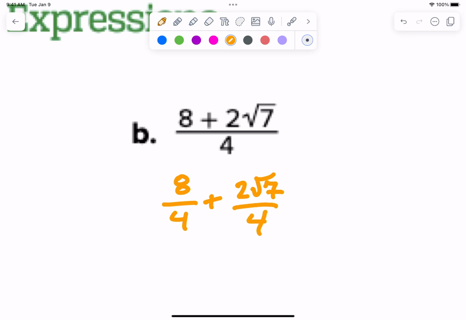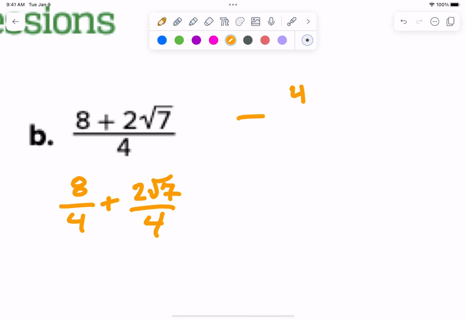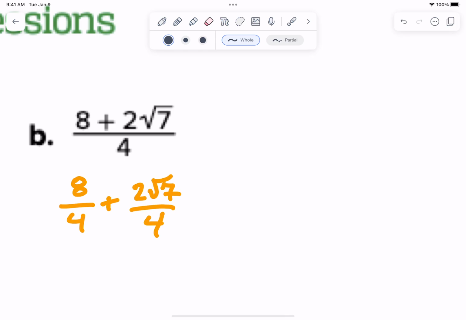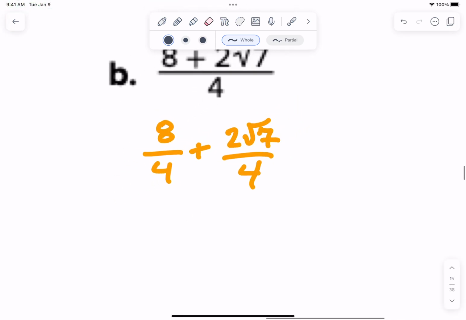And do that. Now, what we can't do, let's say this was 4 on the top and we have 8 plus 2 square roots of 7. That is not the same thing as 4 over 8 plus 4 over 2 square roots of 7. That's not the same thing, right? But if it's a bottom number, we can split it out into 2 pieces, right? Okay? All right, so we do this, then we can do some things. What is 8 over 4 reduced to?